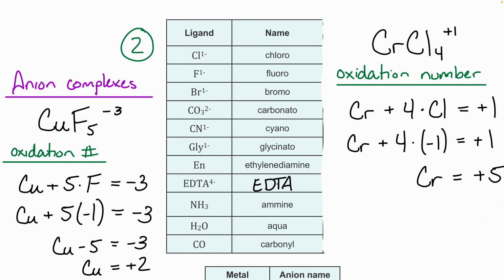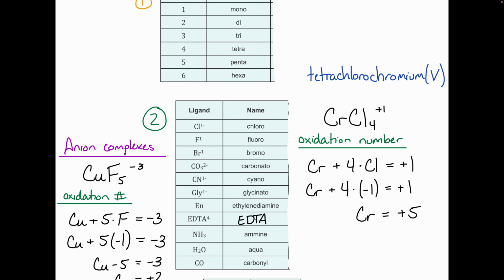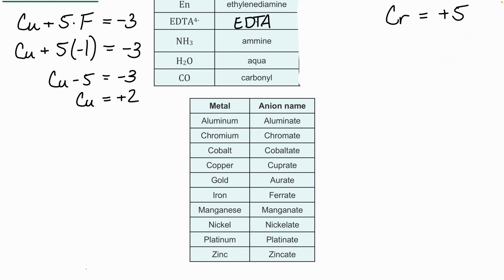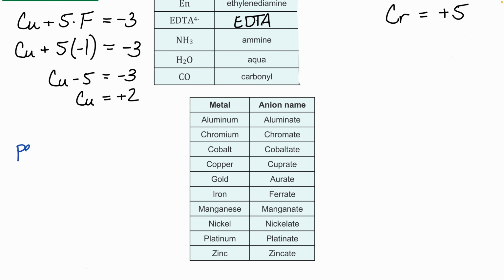All right, so we're going to now build our name using these first 2 tables the same way. We have 5 of those fluoroligands, so pentafluoro.